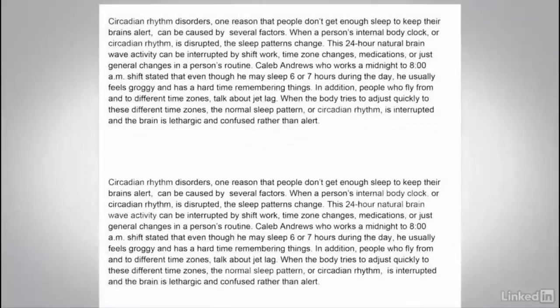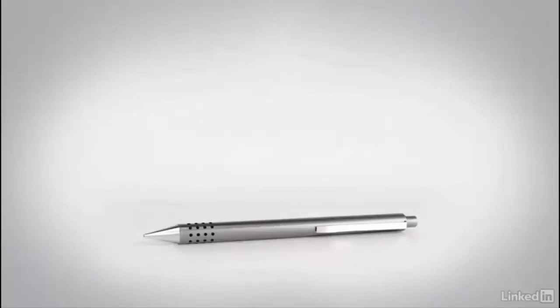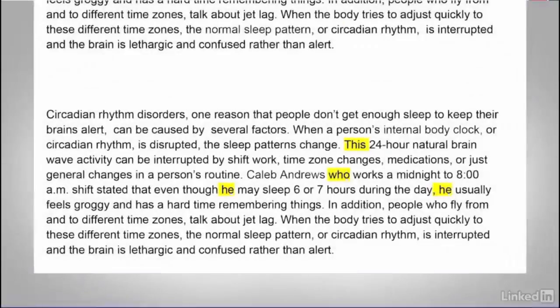In this example, internal body clock, 24-hour natural brain wave activity, and normal sleep pattern are used as synonyms for circadian rhythm. A third transitional technique is to use pronoun references. This technique can be effective if the pronoun has a clear reference. Let's look at the example again. The pronoun this refers to the circadian rhythm, and both he and who clearly refer to Andrews.